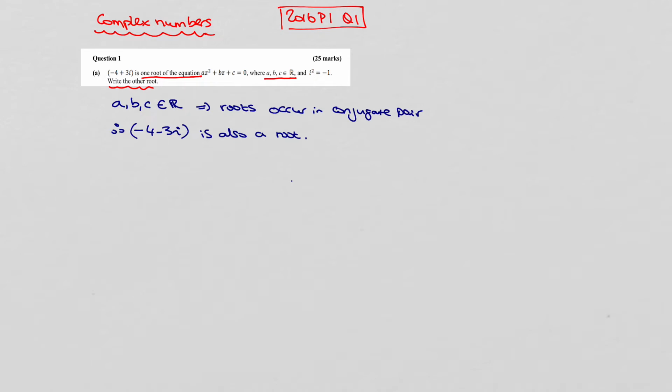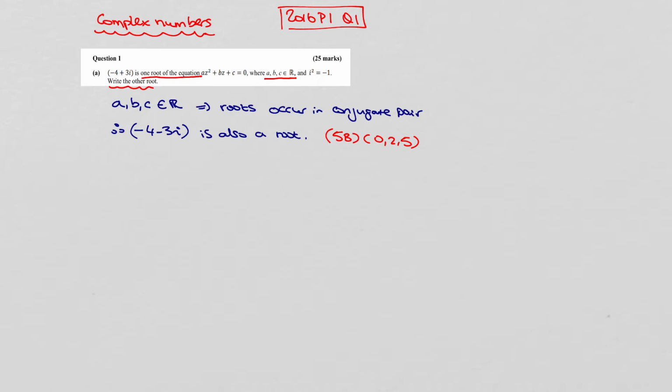So a nice and easy start to that question. And there's only 5 marks going for that. So if we said conjugate pair, you'd probably get 2 marks. And if we obviously state then what the conjugate is, we get our full 5 marks.